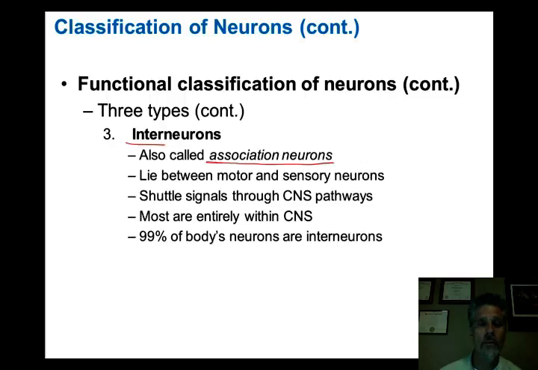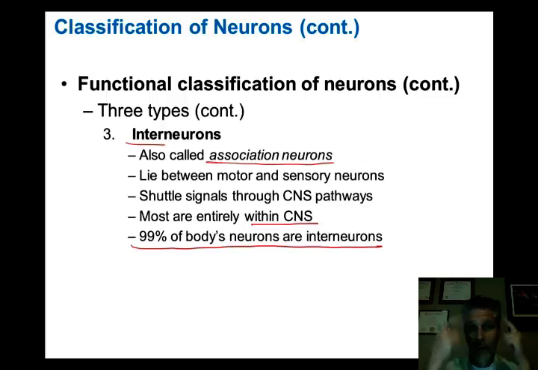And so those are the ones that are entirely within the central nervous system, the brain and spinal cord, and make up 99% of the body's neurons. That's the processing, that's the deciding, that's the thinking. Once you do the relay, in or out, those things are fairly simple. But all of that we're talking about up here, interneurons.